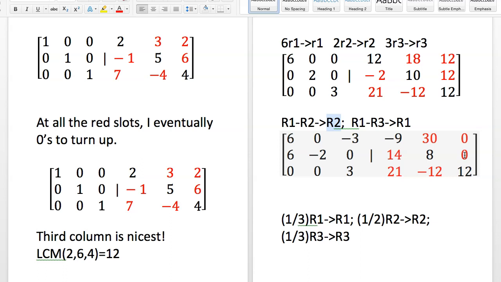And what else? Row 1 minus row 3, but I have to do my put in row 1.